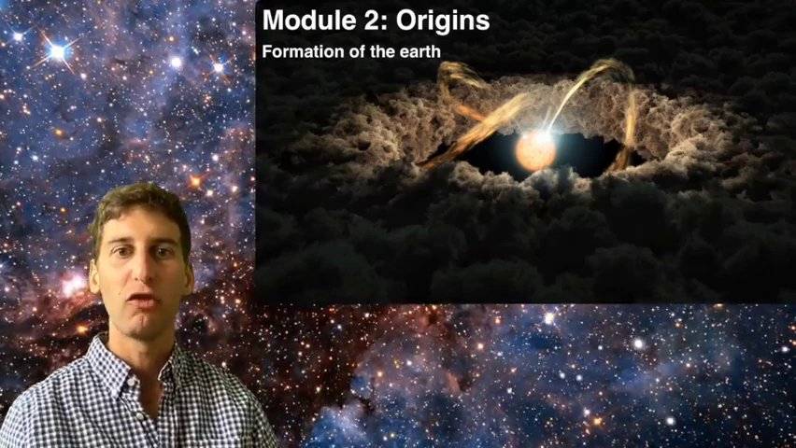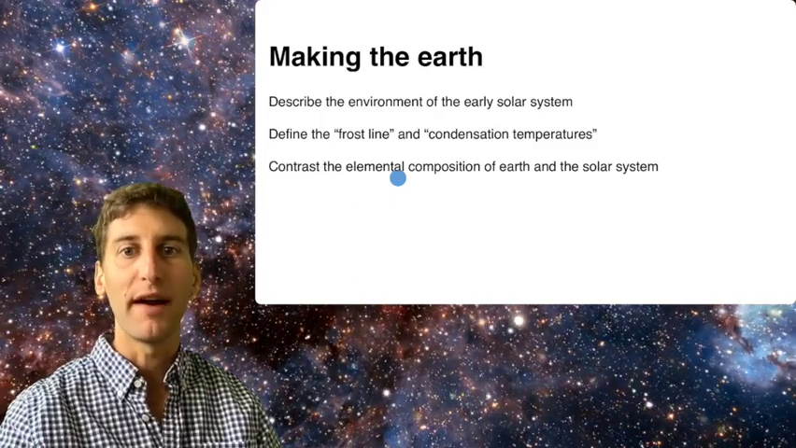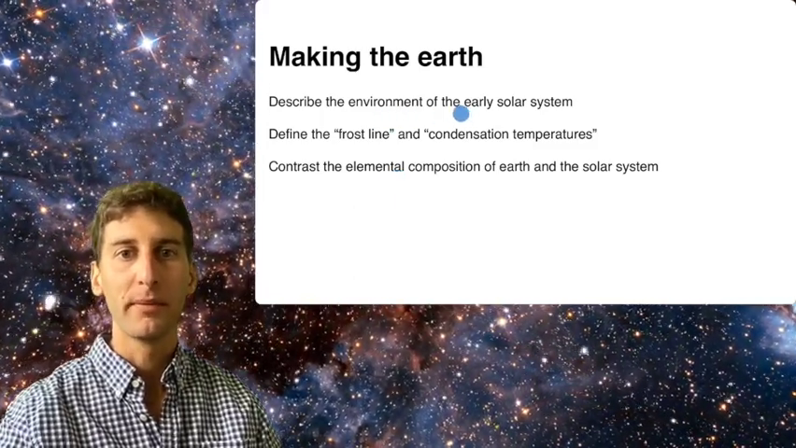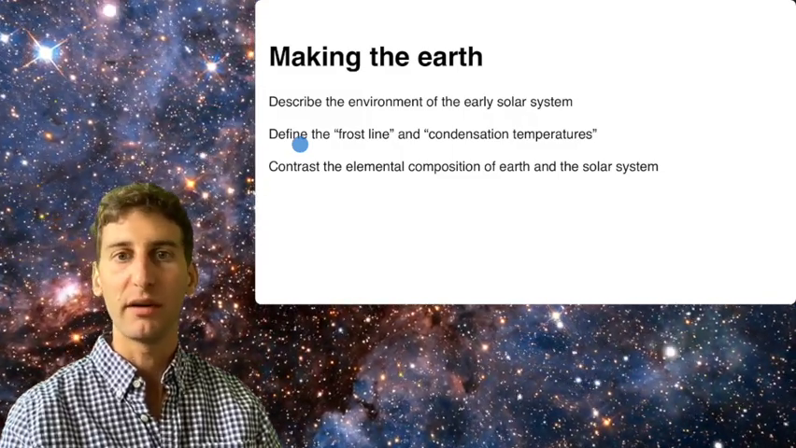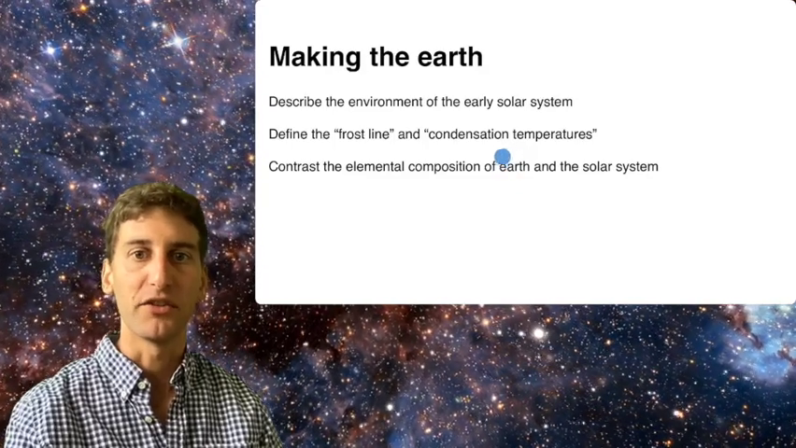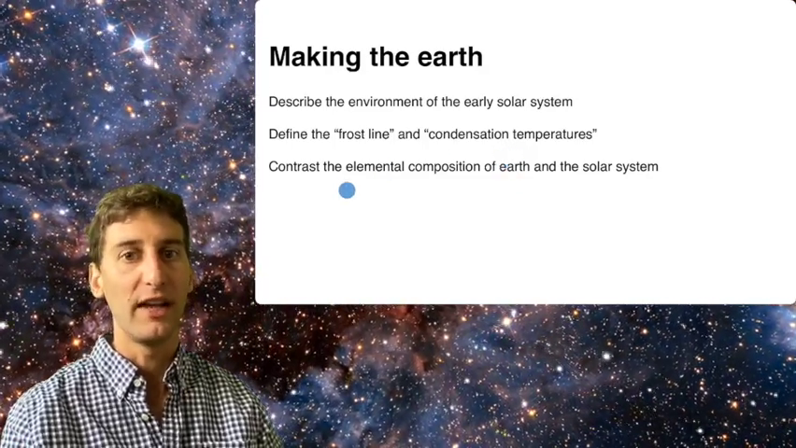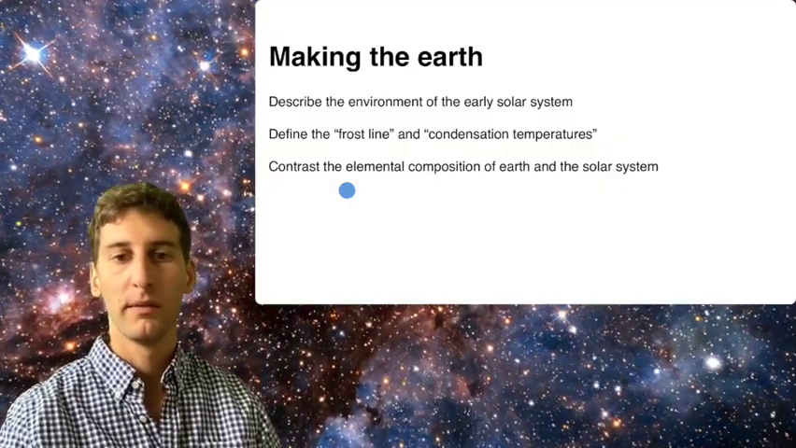Alright, now let's talk about the formation of the Earth. So in this video we're going to describe the environment of the early solar system, and we're going to define key concepts related to the composition of our planet and the availability of water, such as frost line and condensation temperatures. And then we'll contrast the elemental composition between our Earth and the solar system at large.